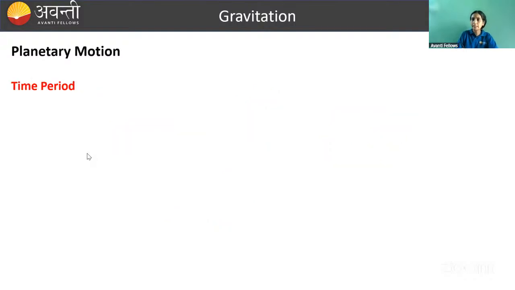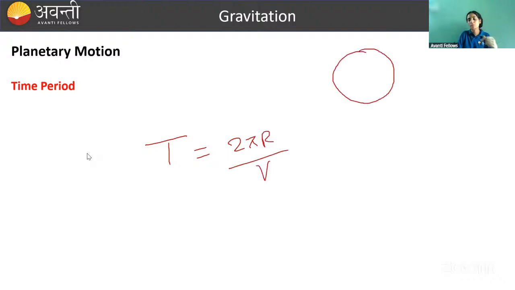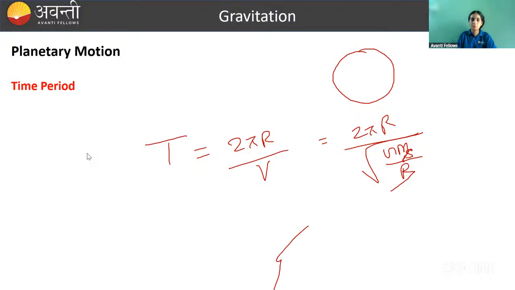What is the time period? Time period का formula आप निकाल सकते हो, 2 pi r by v, क्योंकि time is the time taken to complete one circle, that is to traverse 2 pi r distance with velocity v. So 2 pi r by v, का वैल्यू हमने कितना लिखा? Root of G M sun by r. So this thing you need to write there.